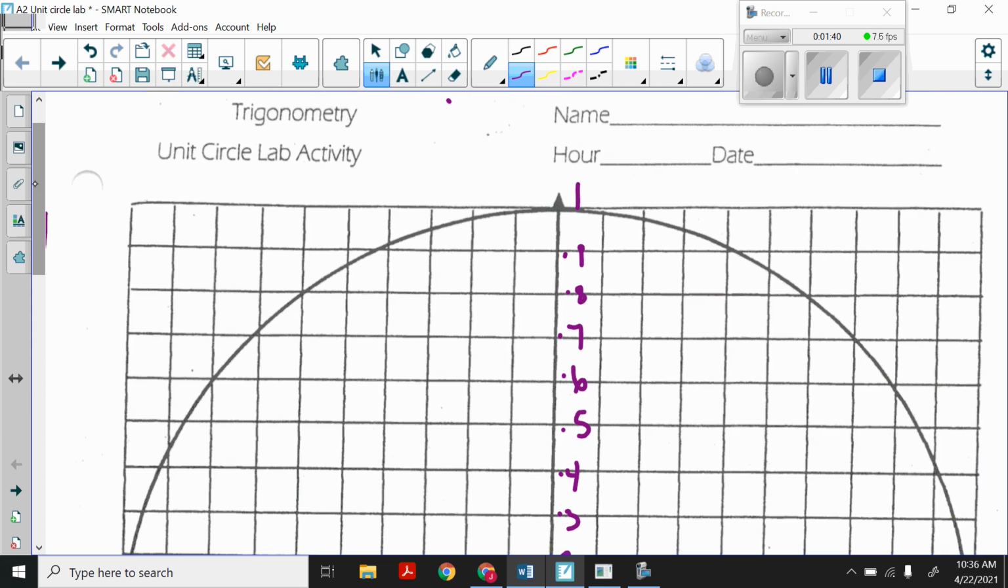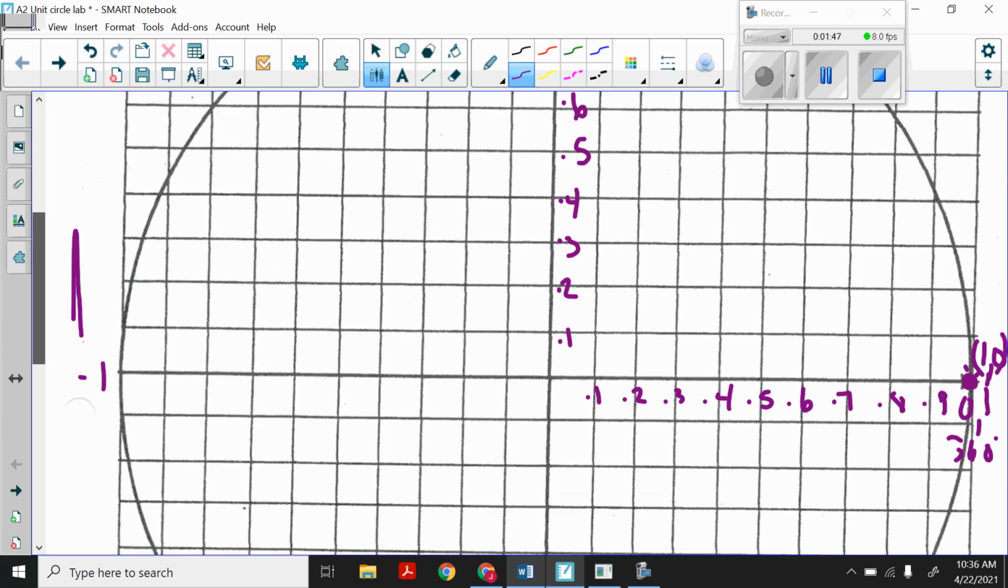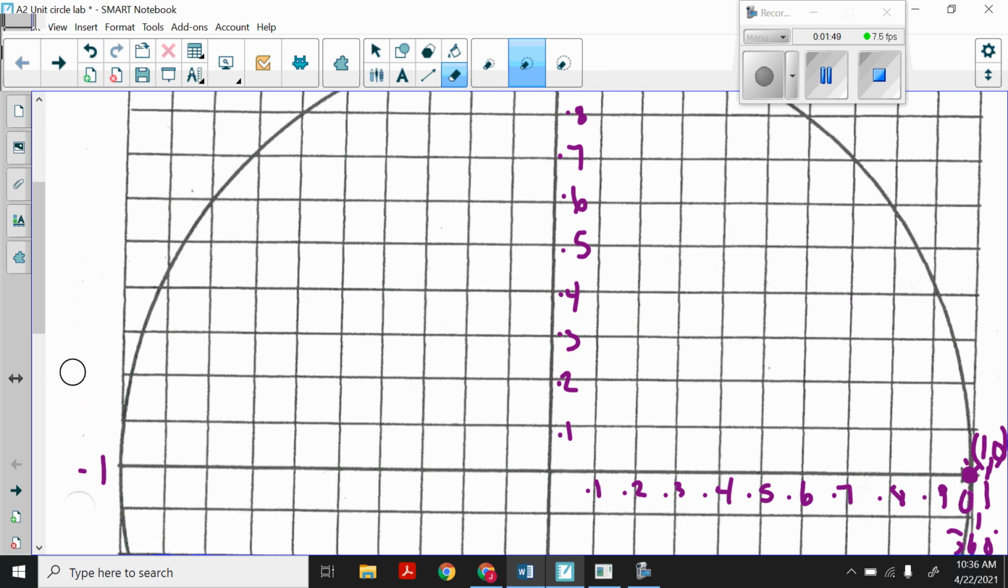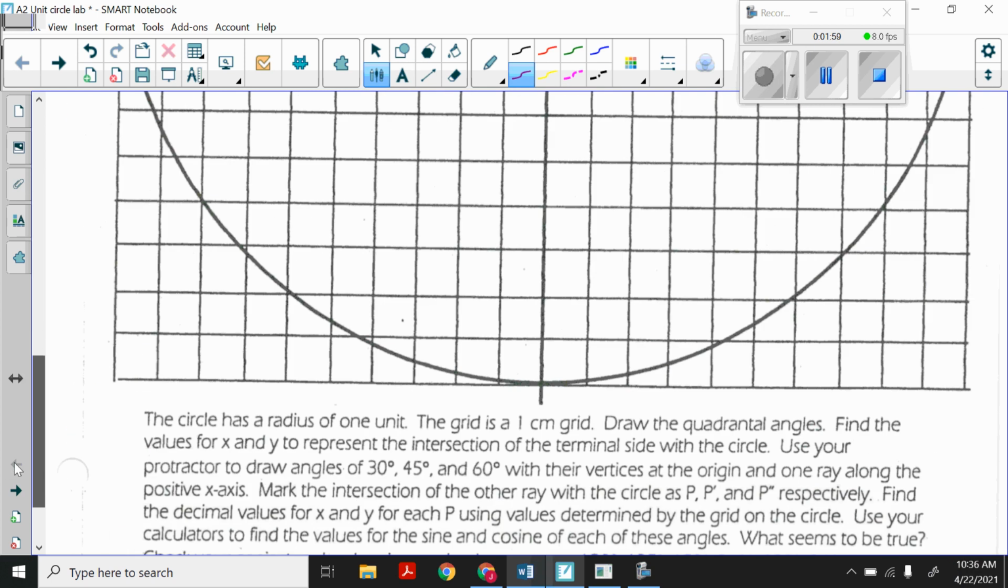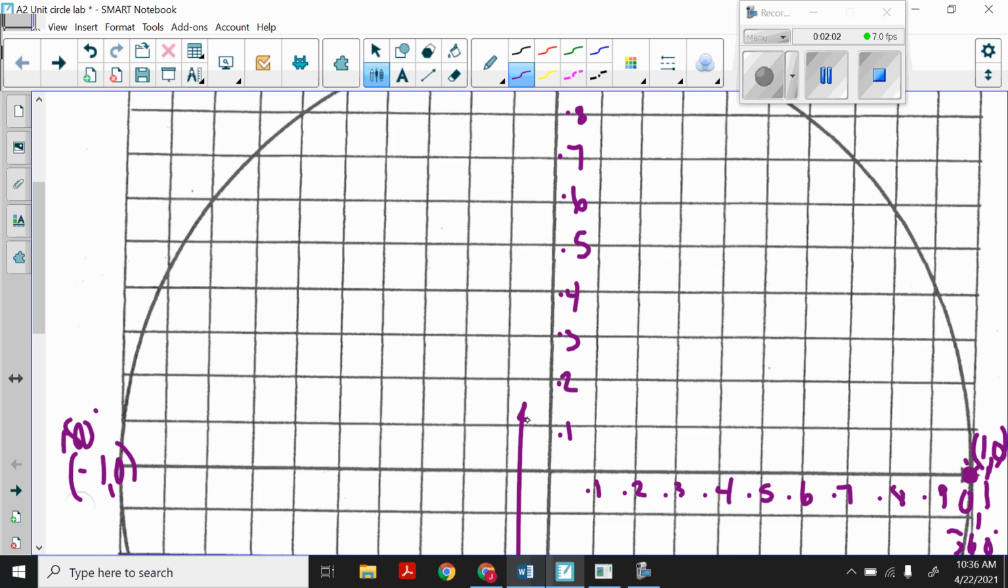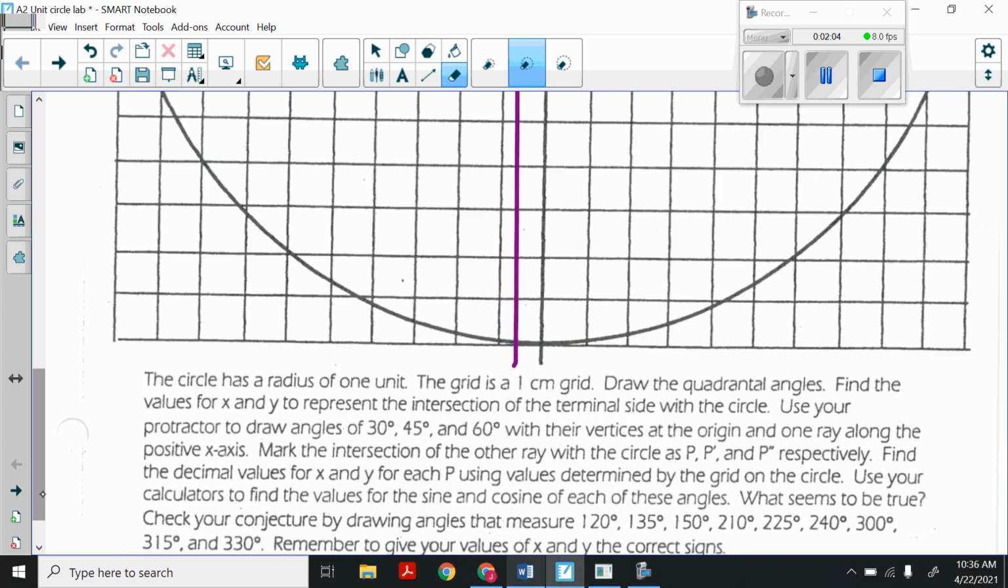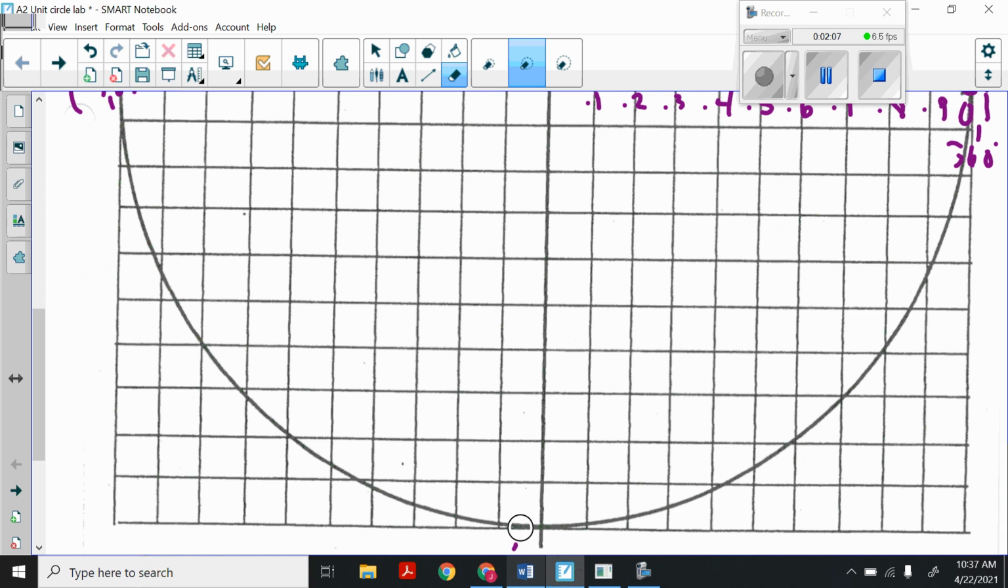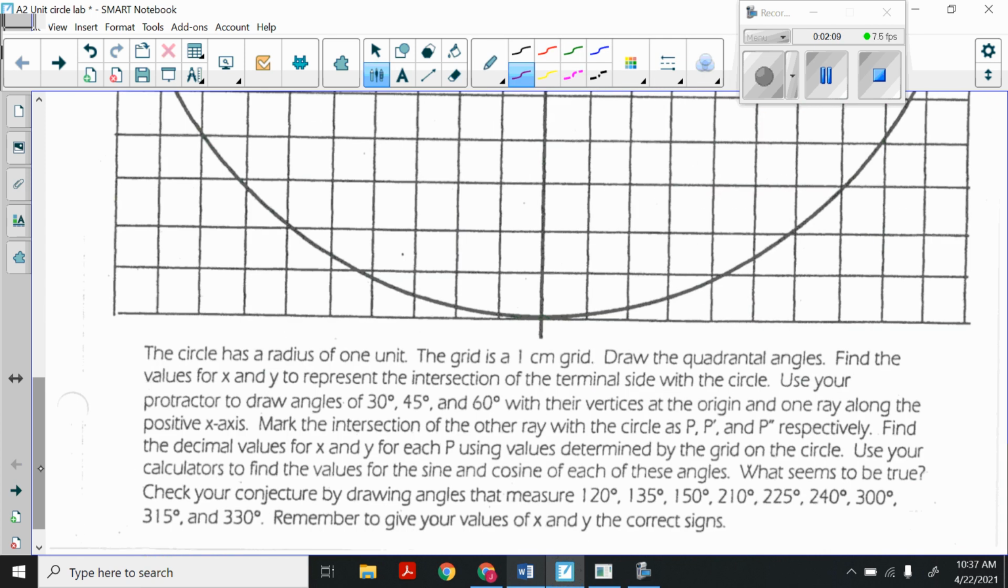Up here, this is 90 degrees. This is the point 0, 1. This is 180 degrees over here. This is the point -1, 0. And then this down here would be 270 degrees, and it would be the point 0, -1.